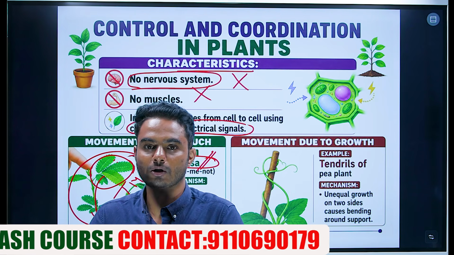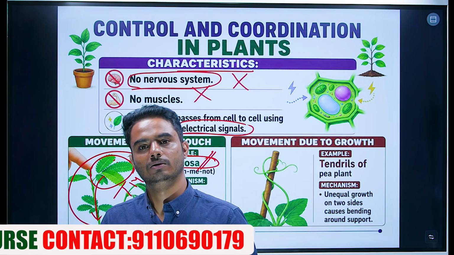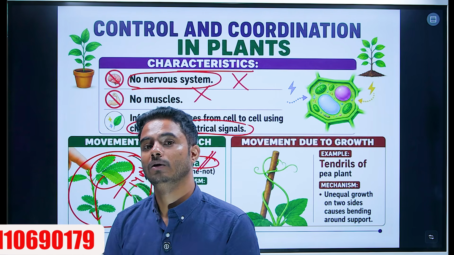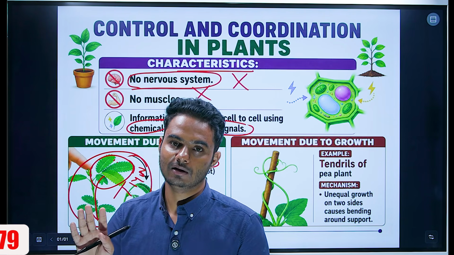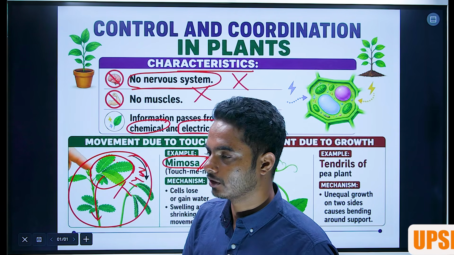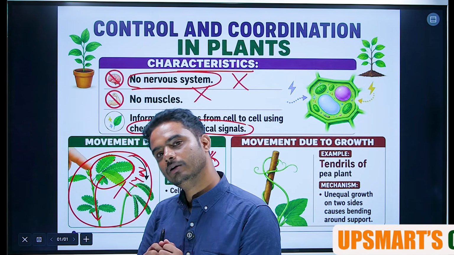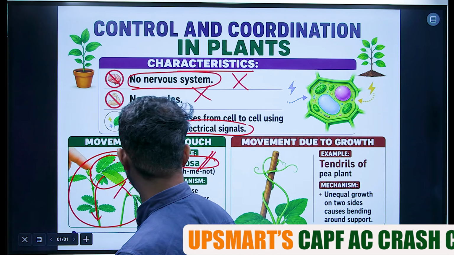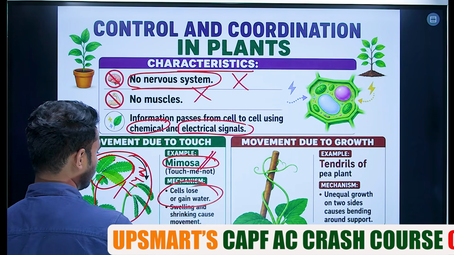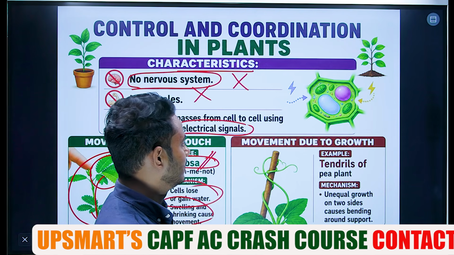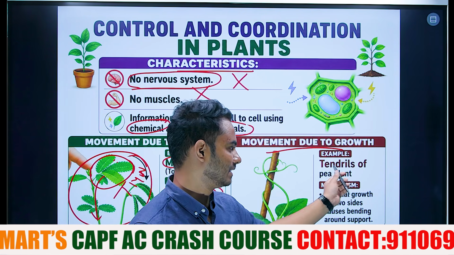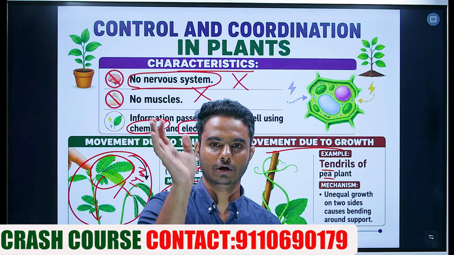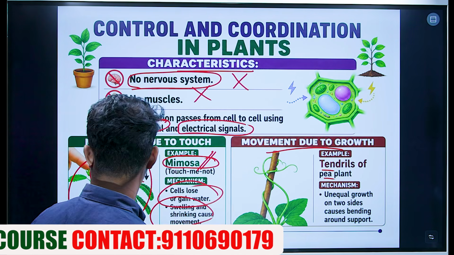So what it does, it will lose the water, it will shrink. It will swell only after a few more hours, maybe 3 or 4 hours, until it gains a bit more water. It will lose water, it will shrink, it will act like dead. That is how it happens. Very beautiful creature. Okay, the mechanism is cells losing or gaining water, swelling or shrinking, in movement. Next is movement due to growth. Example, tendrils, pea plant. Unequal growth will happen so that it will bend according to the support, that is tendrils. Easy.